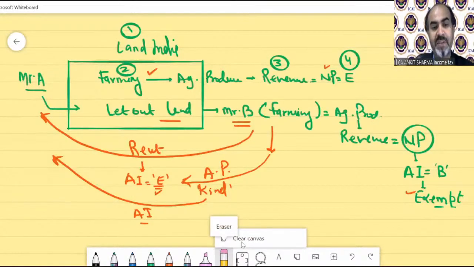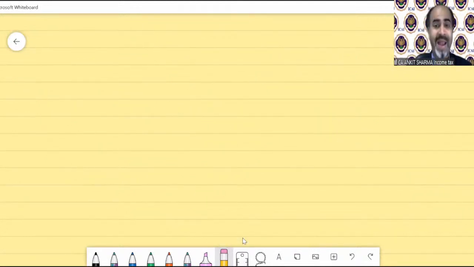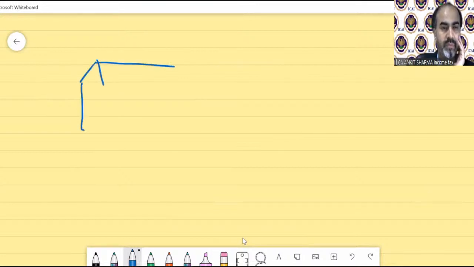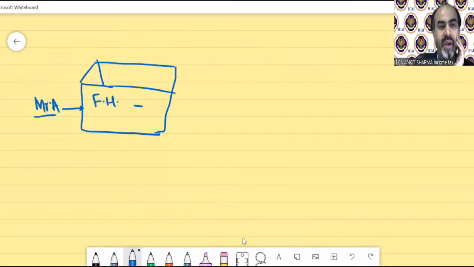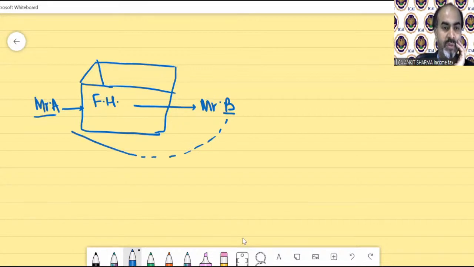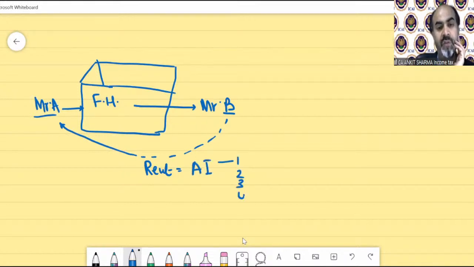In the first case, we discussed if you have any rental income or revenue income from land. Now we are talking about a farmhouse, and a farmhouse technically is a building. So it says if you have a farmhouse and you let it out, like Mr. A, this is a farmhouse, of course, and he lets it out to Mr. B. Then Mr. B will pay, of course, rent to Mr. A. That will also be treated as agricultural income if these 4 conditions are fulfilled.